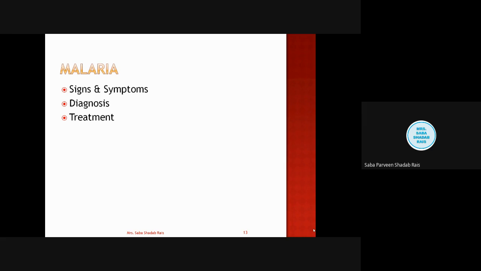Now we all know the main causative agent of this disease is the protozoans of the Plasmodium species. Now what are the signs and symptoms? Symptoms typically include fever, fatigue, vomiting, and headache. I repeat, the common symptoms are fever, fatigue, vomiting, and headache. This is the initial stage, but in severe cases it can lead to seizures, coma, or even death.